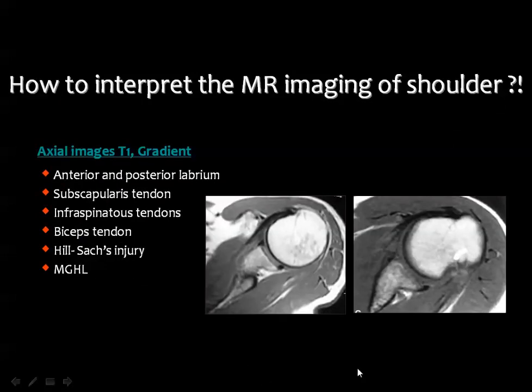The axial images are very good for evaluation of stability, especially anterior and posterior dislocation, evaluation of the subscapularis tendon and the infraspinatus tendon as well, evaluation of the biceps tendon in the groove, and looking for Hill-Sachs injury, which is one of the pathognomonic features of Bankart lesion. You can identify here the middle glenohumeral ligament between the subscapularis tendon and the anterior labrum.